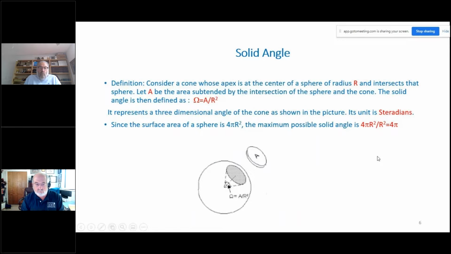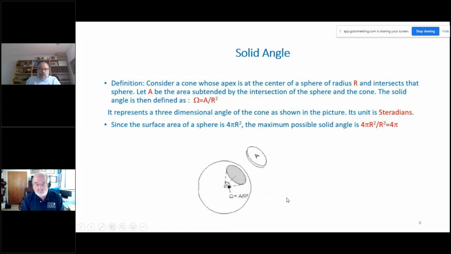Now, in order to understand photometry a little bit better, we look at this concept of solid angle. This is again basics. Imagine you have this cone with its apex at the center of this sphere, and it's intersecting the surface of this sphere with area A. If you divide the area A by the square of the radius, that will give you the representation of this three-dimensional angle, which we call solid angle, and its unit is steradians.